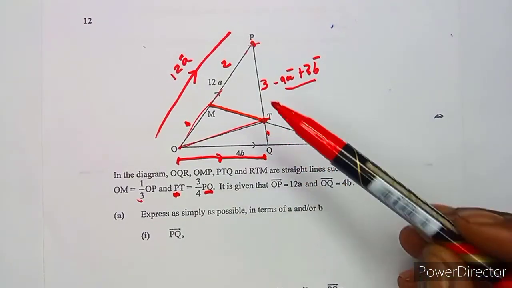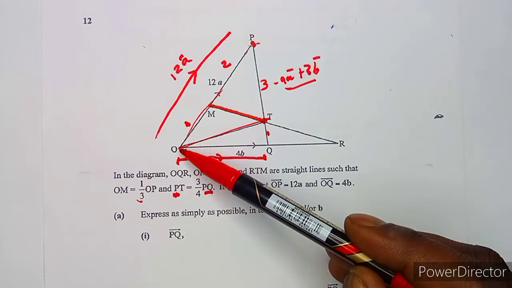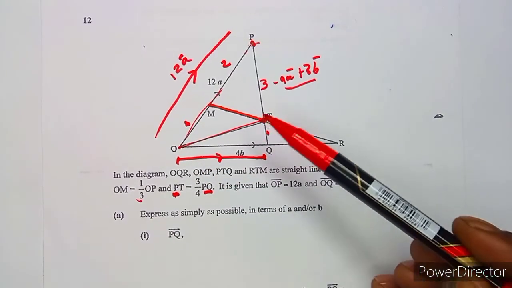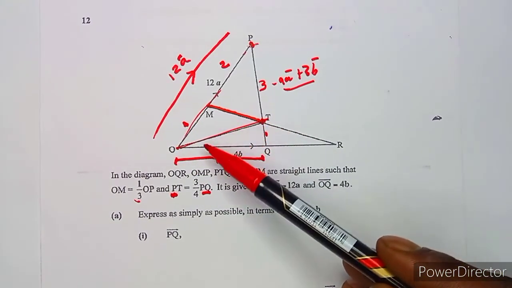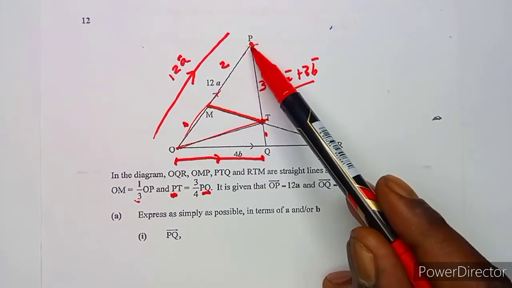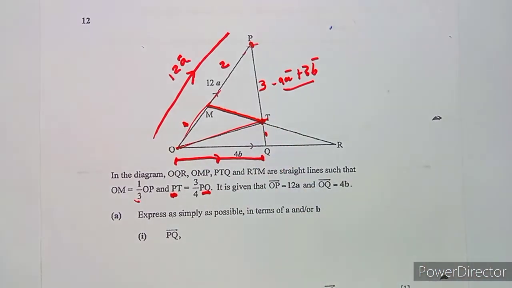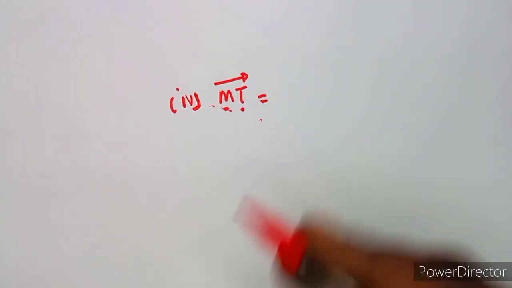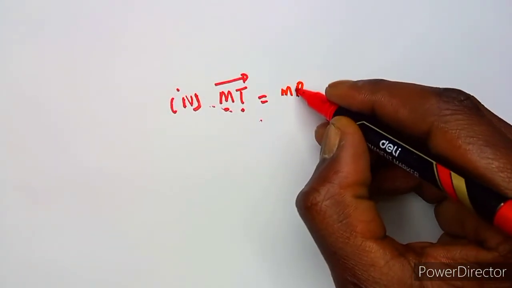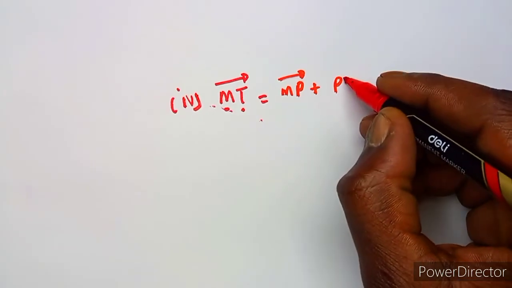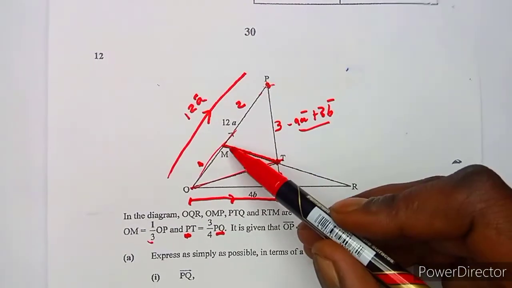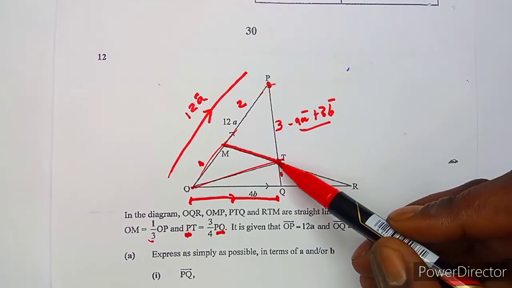Remember, we have this PT, and we also calculated this OT. So for MT, there are so many ways we can use: MP plus PT, or MO plus OT. There are so many ways to calculate this MT. In this case, I'm going to use MP plus PT, M to P, then P to T.